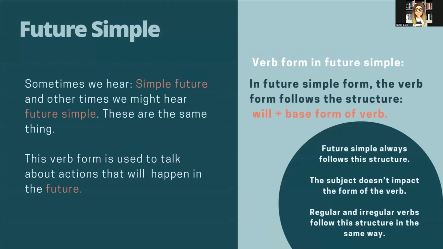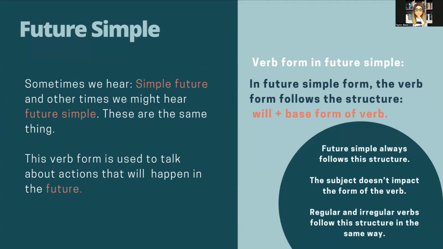Now let's talk about future simple. Sometimes we hear simple future, and other times you might hear future simple. Again, these are the same thing. This verb form is used to talk about actions that will happen in the future, of course. So they have not happened yet, but are planned for the future.